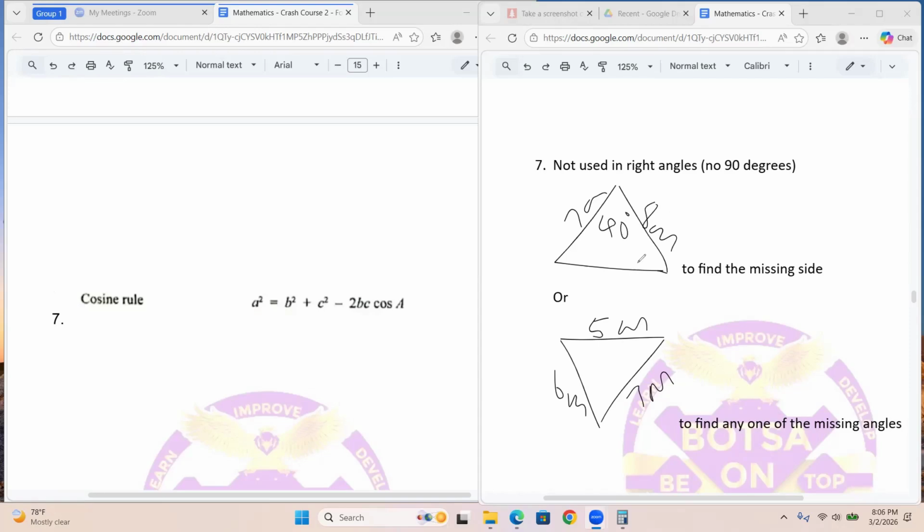How do you know to use this formula? This formula could be used if you need to find the length of a missing side, but you must be given the length of two of the sides of the triangle and the angle between the two sides. Okay, so triangles normally have three sides, so only one side must be missing, and you must know the size of the angle between the two given lengths.